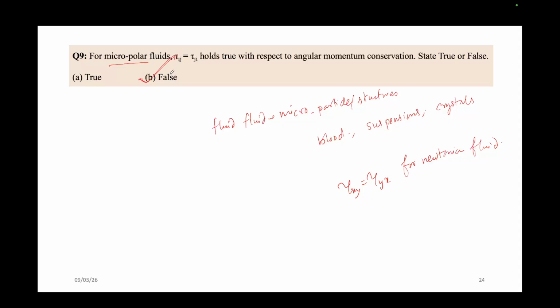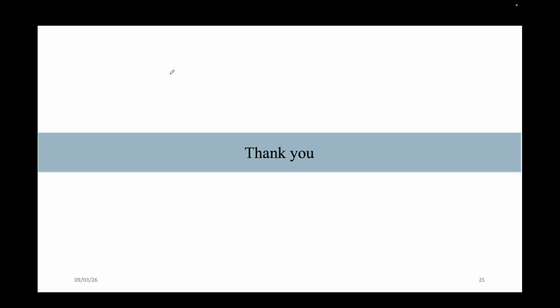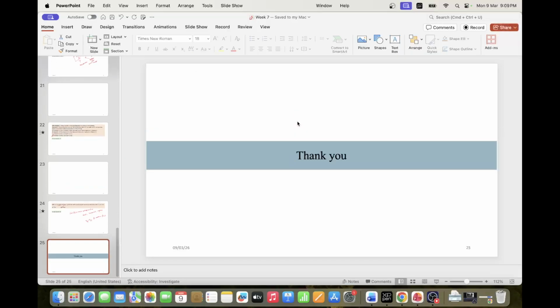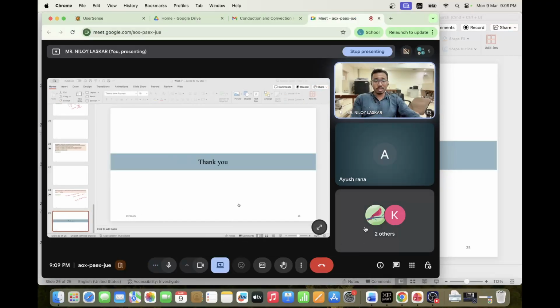Got it? So any confusion up to this? You need to remember this, nothing else we can do. Already you have the previous class notes and all these things. So up to this any confusion?